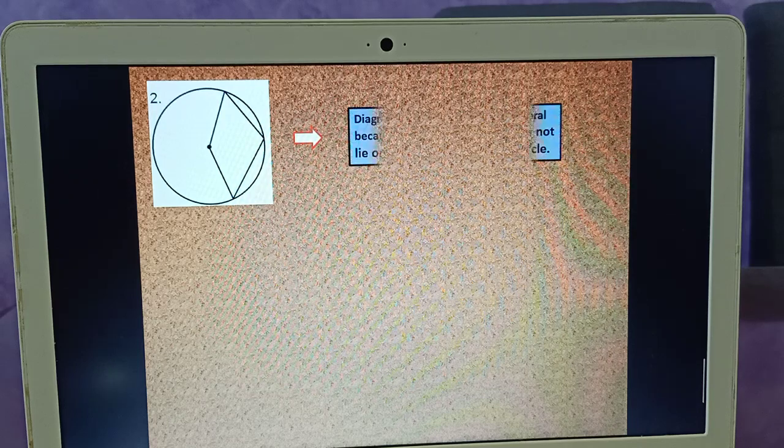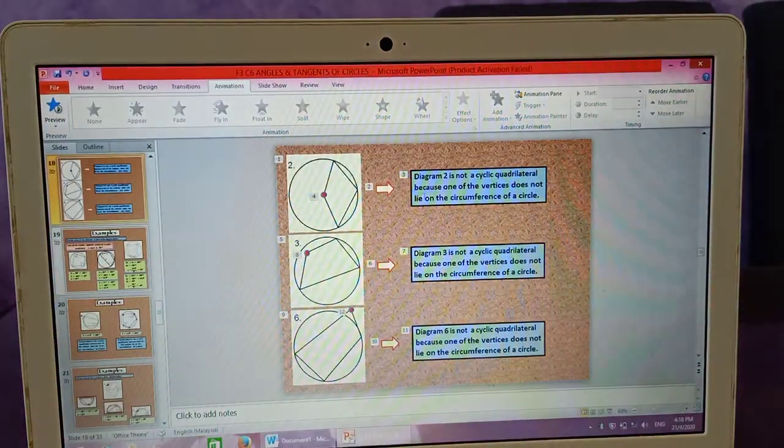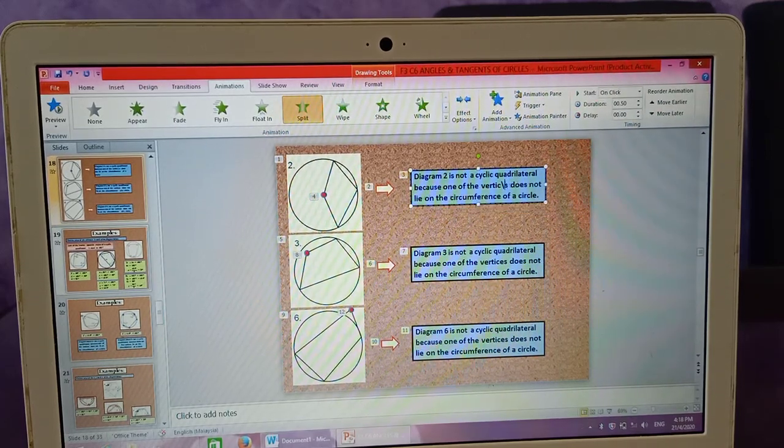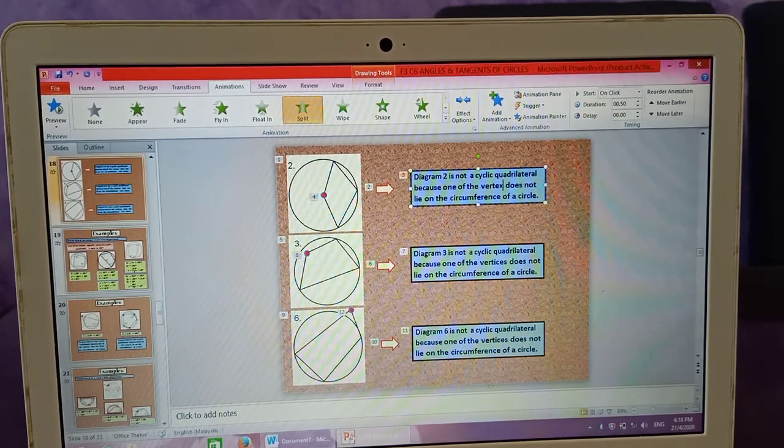Okay, how about this one? This one is not, right? Because one of the vertices does not lie on the circumference of a circle. One of the vertex, not one of the vertices. One of the vertex does not lie on a circle.